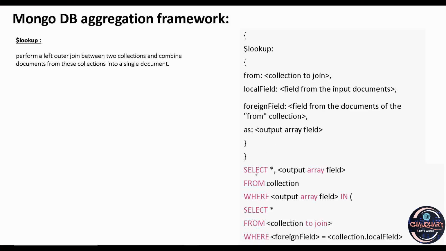Now the corresponding SQL syntax is given here so that you can better understand it in terms of SQL as well. Here you can see select star comma output array field. This output array field is what goes into this as, from collection, where the collection to join is this from. You will understand these things once I show you how we can apply it in a real-time scenario.